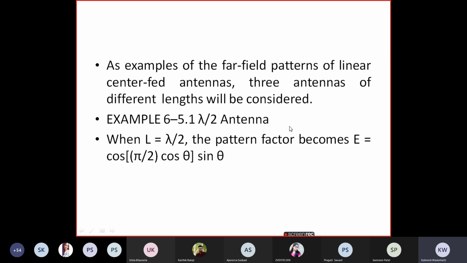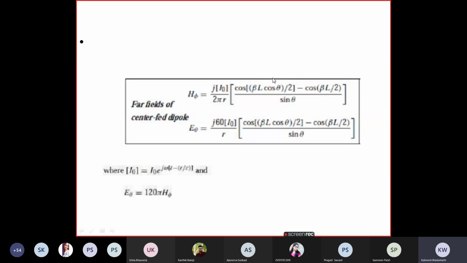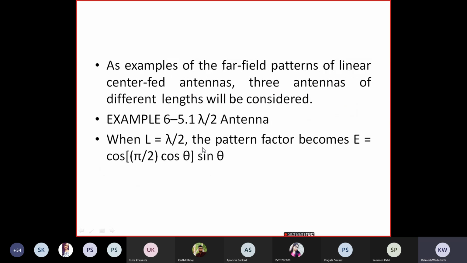With respect to the lambda by 2 antenna, when L is lambda by 2, you substitute L as lambda by 2 and beta as 2 pi by lambda. The pattern factor becomes E equal to cos of pi by 2 cos theta, divided by sin theta, for this lambda by 2 antenna.